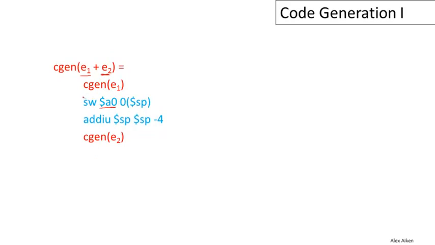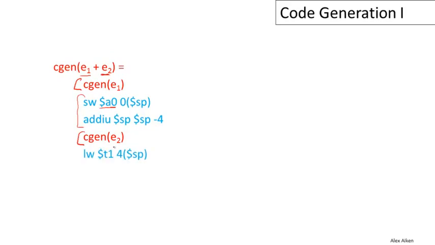Okay, and again, this stuff in blue is part of the program that will be executed at runtime. These are calls to the code generator that are happening at compile time. And so we generate the code for E2, and that goes here after this code for pushing the value of E1 on the stack.